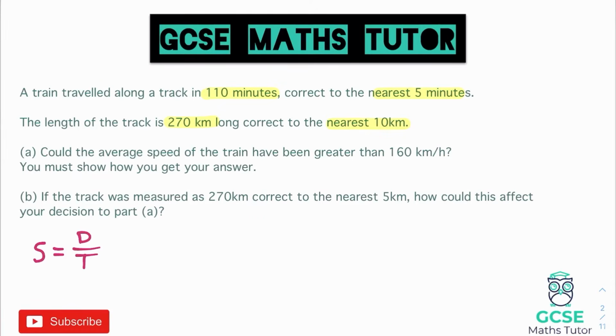Now in order to get the biggest possible answer here, we're going to want the greatest distance and we're going to want to divide it by the smallest possible time. And bear in mind as well, before we get started, this is in minutes and our speed is in hours. So we're going to want to get that into the same units there. But let's write our bounds to start with.